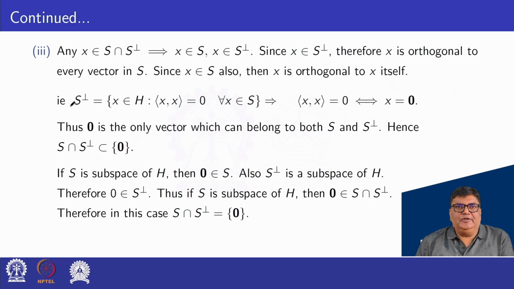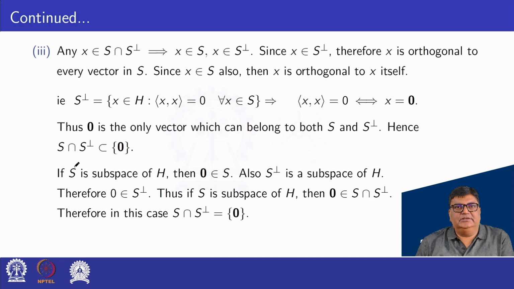That is, S perpendicular equals the set of x in H such that the inner product of x with every element of S is equal to 0. Now, the inner product of x with x is equal to 0 if and only if x is equal to 0. Thus, 0 is the only vector which can belong to both S and S perpendicular. Hence, S intersection S perpendicular is a subset of the singleton set {0}.